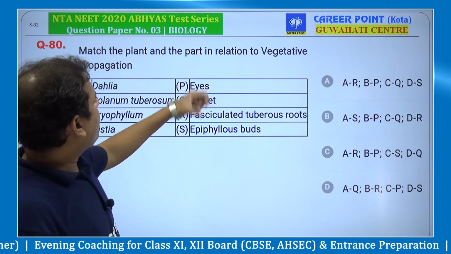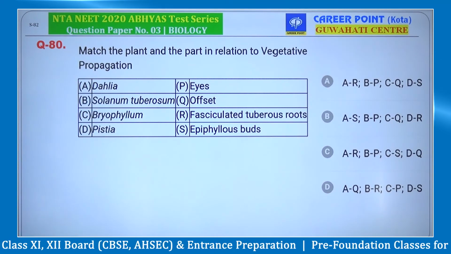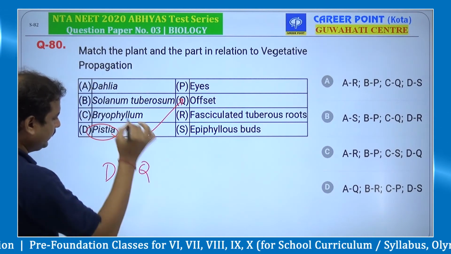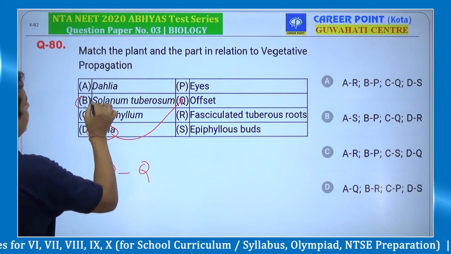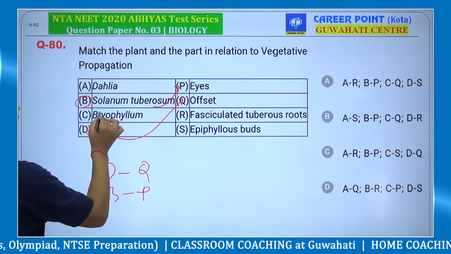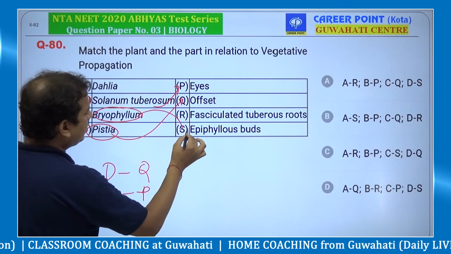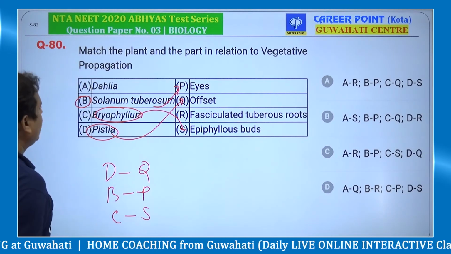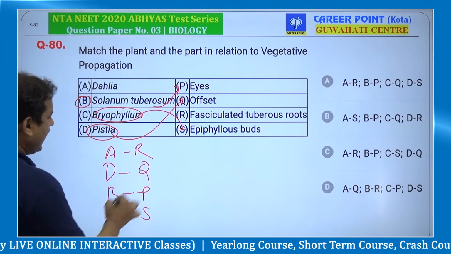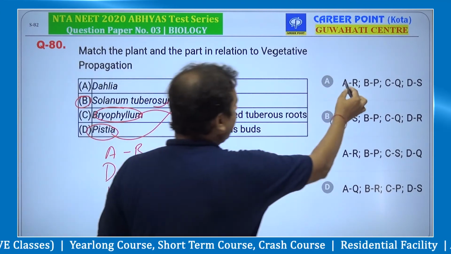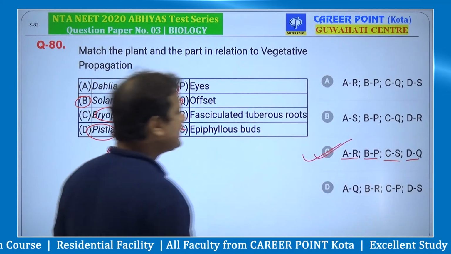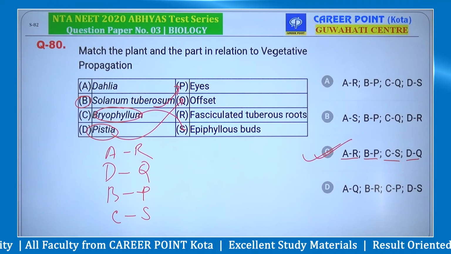Match the plant and the part in relation to vegetative propagation. Pistia is offset, so D is Q. Solanum tuberosum is tuber, that is B is P. Bryophyllum is epiphyllous bud, that is C is S. And Dahlia is fasciculated root, so A is R. So A-R, B-P, C-S, D-Q. The answer is C.